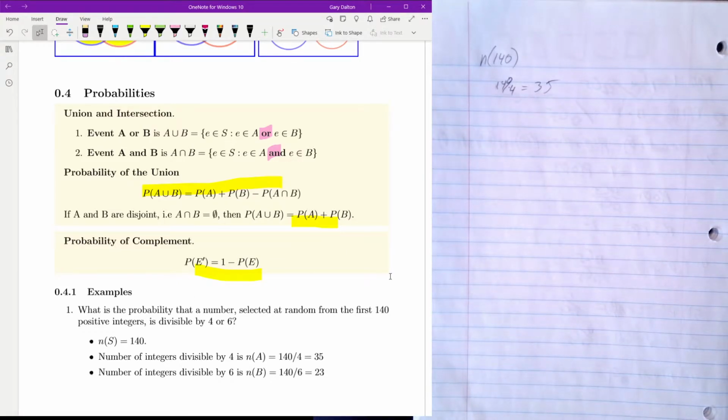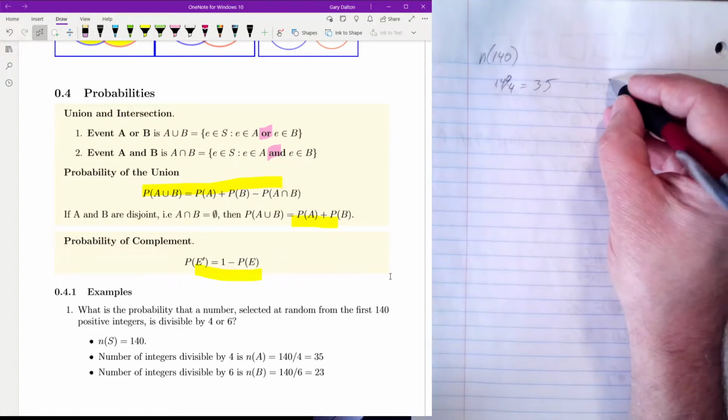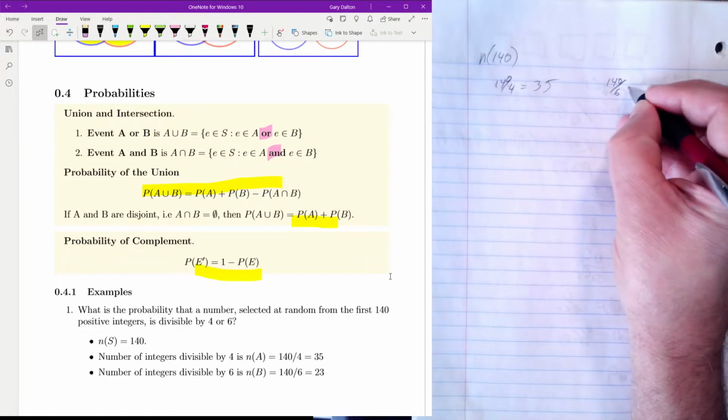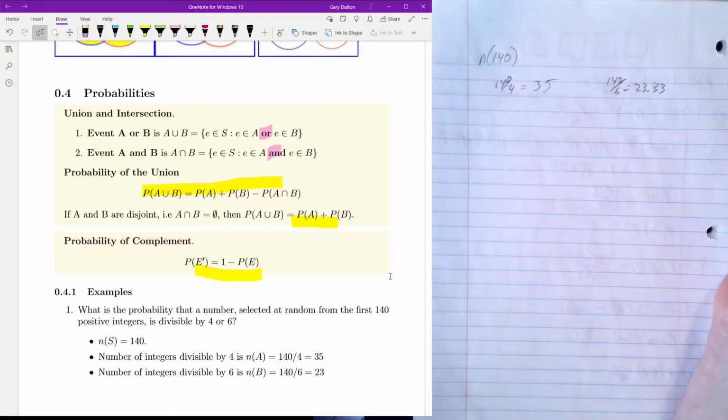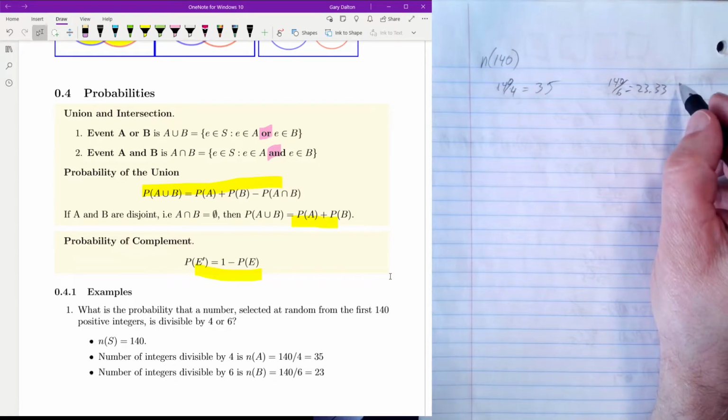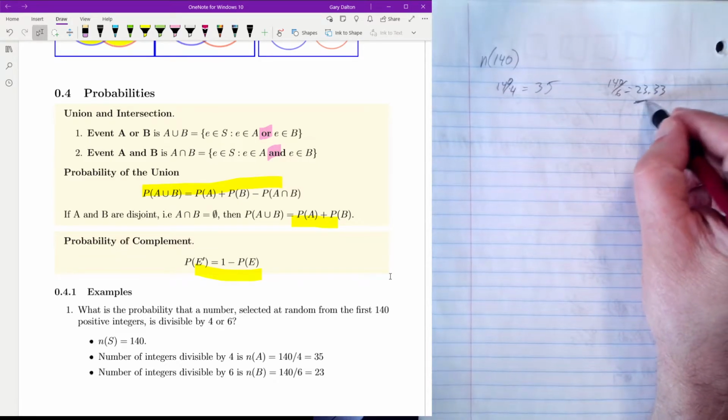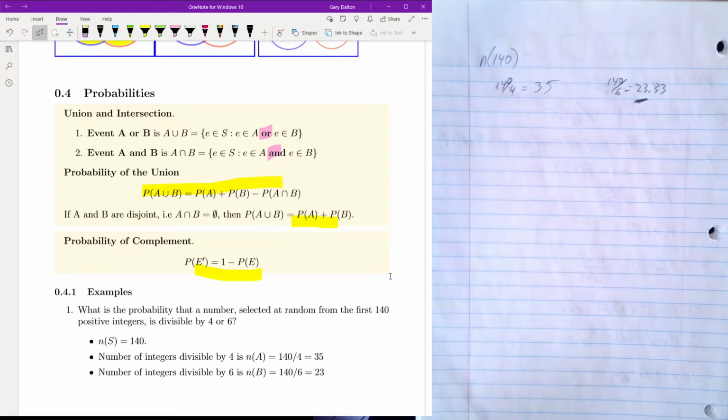So 140 divided by 4 is equal to 35, and 140 divided by 6 is actually equal to 23.33, but it has to be an integer, and 24 integers is not, so 23 is the correct answer for the number of integers.